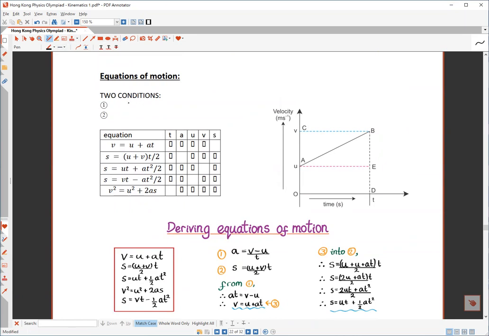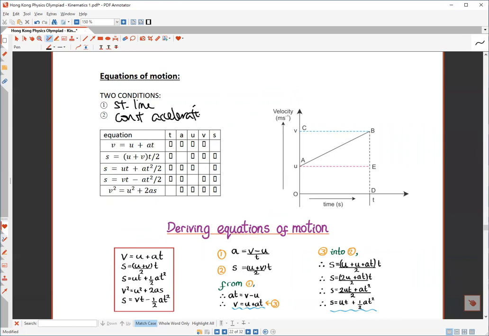But for these five equations, two conditions should be satisfied before you can use them. The first is that the object must move along a straight line. The second is that it should have a constant acceleration.